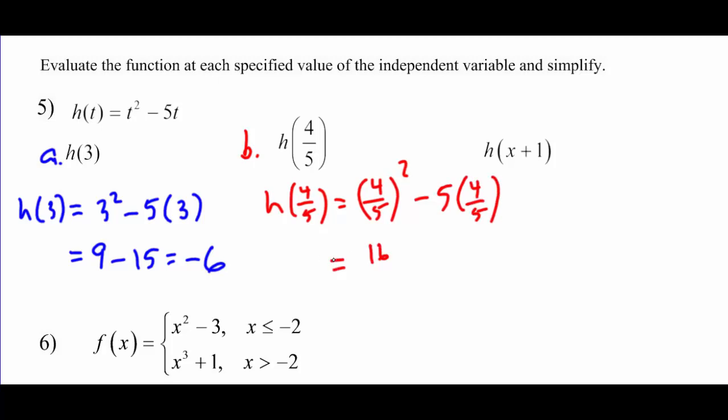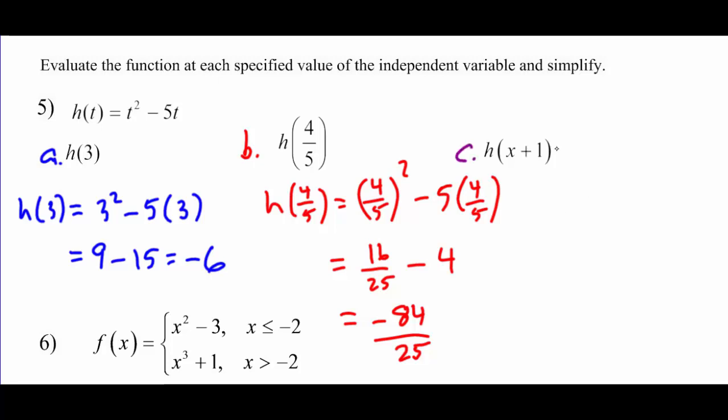You'd know that's 16 over 25, and you'd be subtracting 4, and basically we'd get negative 84/25, because we know 4 is 100 over 25. I'm just simplifying the fraction. Don't panic if you don't do it as fast as I just did. It's all right. We'll get you there hopefully.